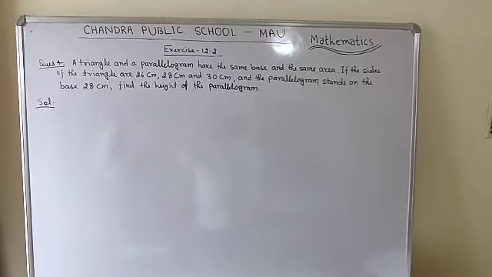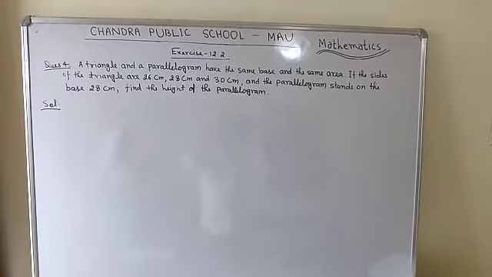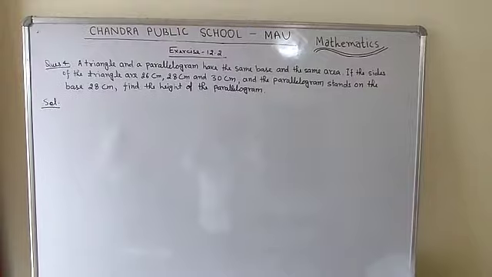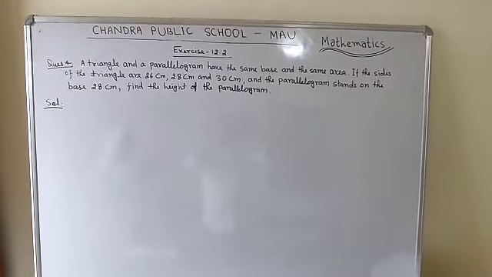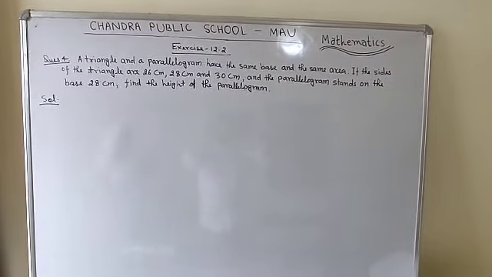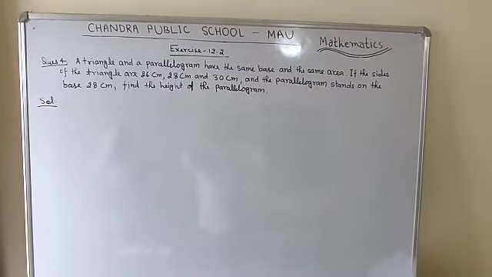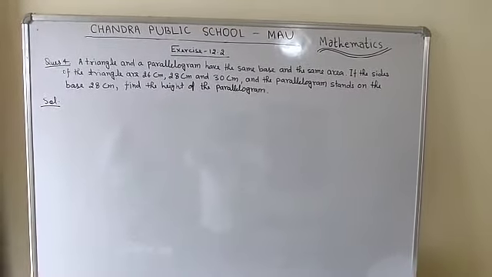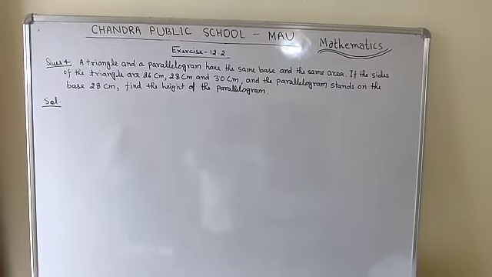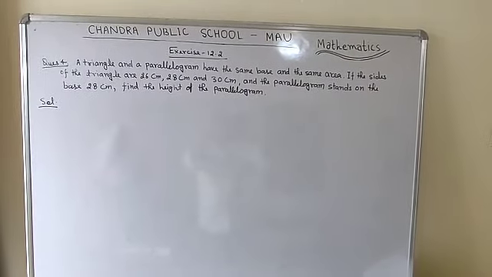So welcome students. Today I am going to start question number 4 of exercise 12.2. It is given that a triangle and a parallelogram have the same base and the same area. If the sides of the triangle are 26 cm, 28 cm and 30 cm and the parallelogram stands on the base 28 cm, find the height of the parallelogram.